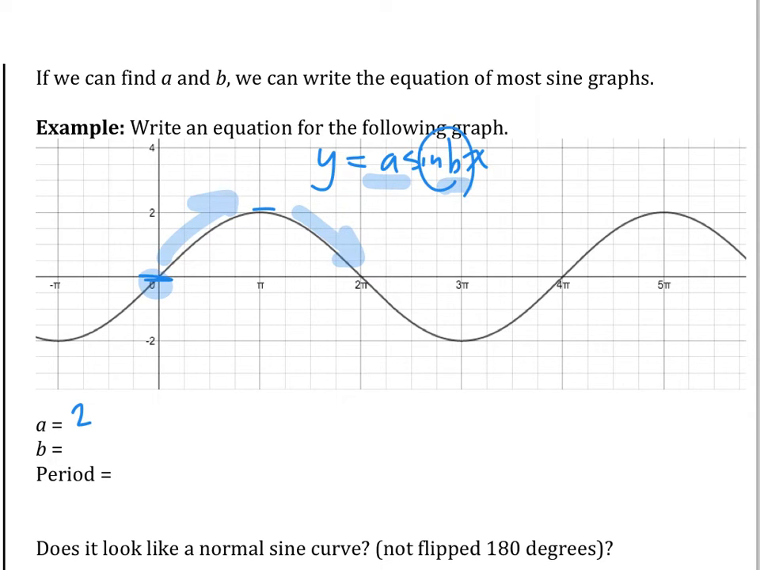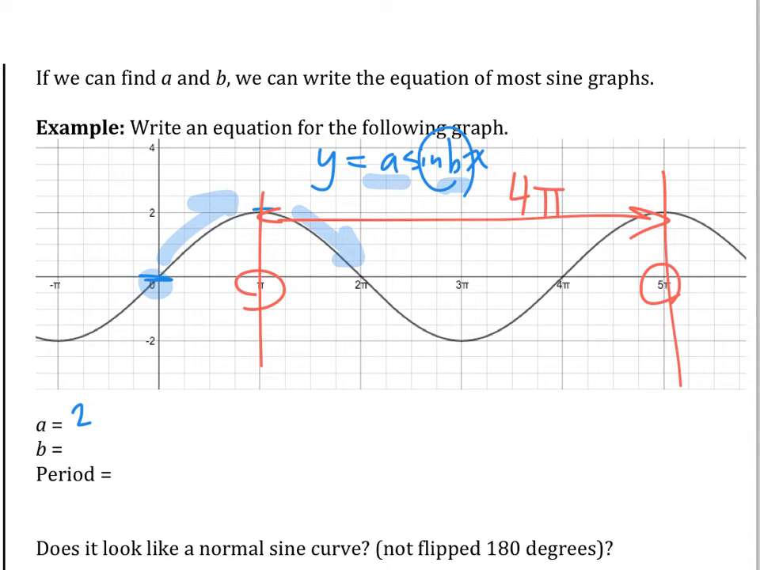B has to do with period, meaning how long does this take for it to repeat itself. So like I mentioned before, what you want to do is look at the top versus the top. And then you ask yourself, how long was this? Well, this one of the top is at pi. The other one is at 5 pi. So then the distance has to be 4 pi. Okay, so B is not 4 pi. The period is 4 pi.